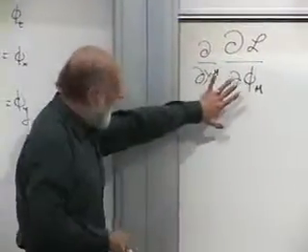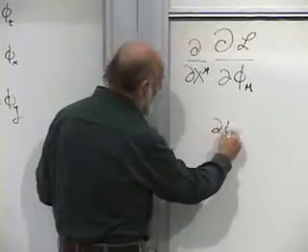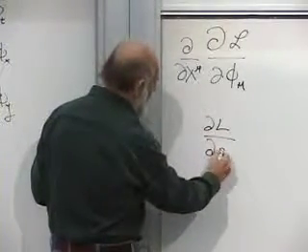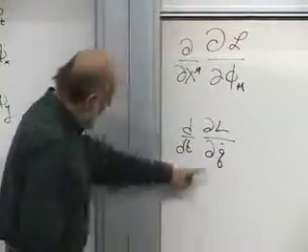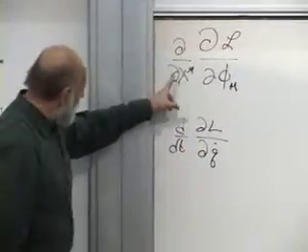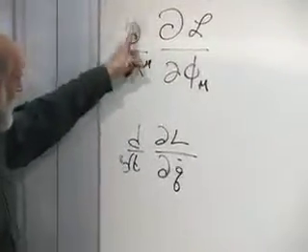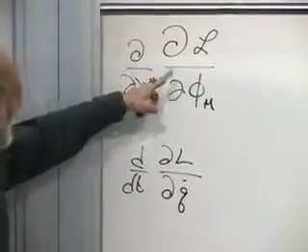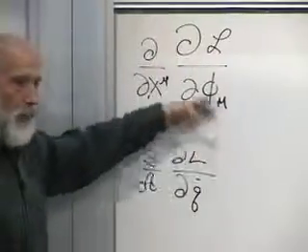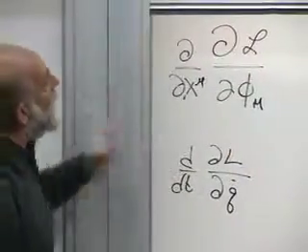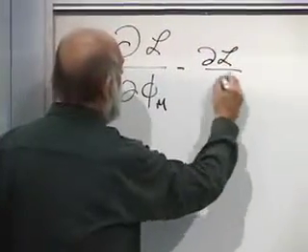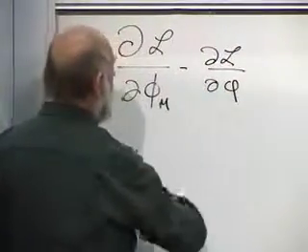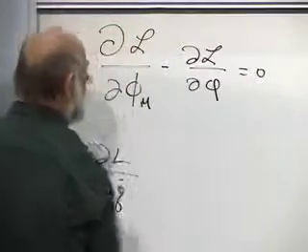This is in close analogy with the derivative of the ordinary Lagrangian with respect to q dot, d by dt. Close analogy, but there are 4 terms in here. Derivative with respect to t, with respect to x, with respect to y, with respect to z. And then subtract off minus the derivative of L with respect to phi equals 0.